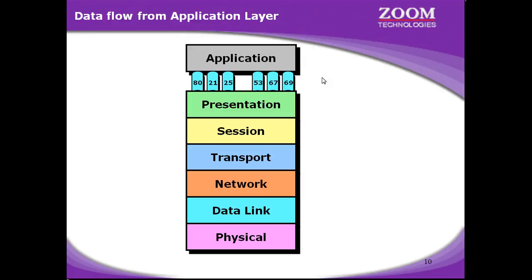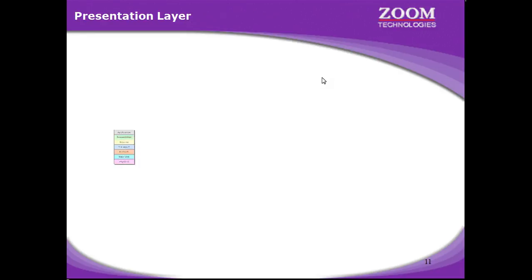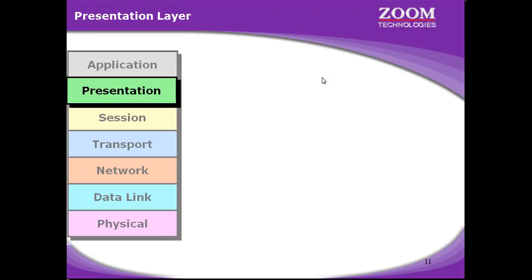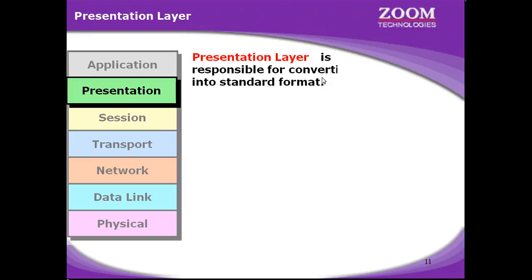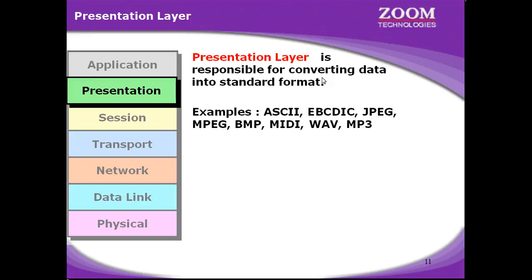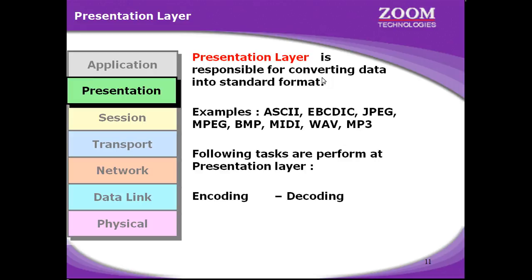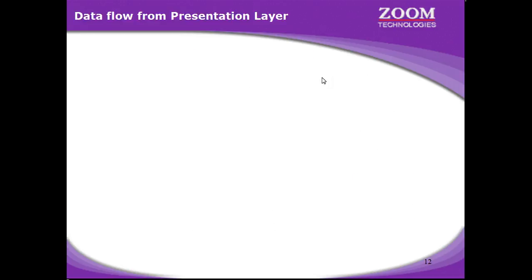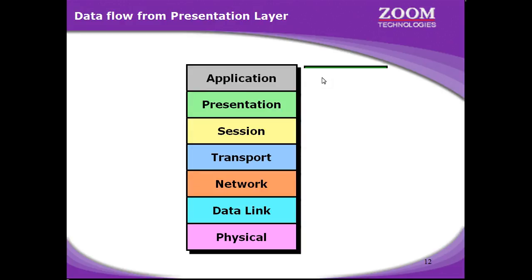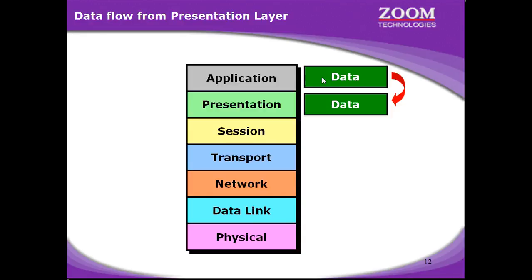Here is the data flow diagram from the application layer, so you can check it. And the second upper layer is the presentation layer. How the presentation layer works you can see here. These are the examples of the presentation layer: ASCII, EBCDIC, JPEG, MPEG, BMP, MIDI, WAV, MP3, etc. In the upper two layers, the data is present in data format.